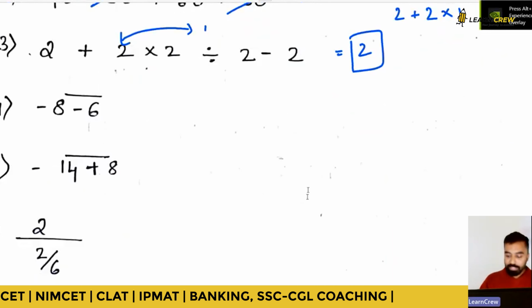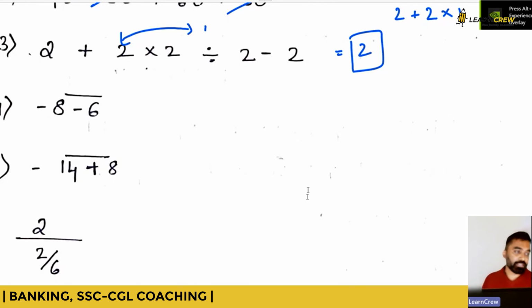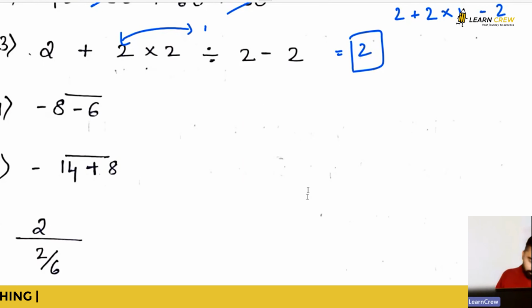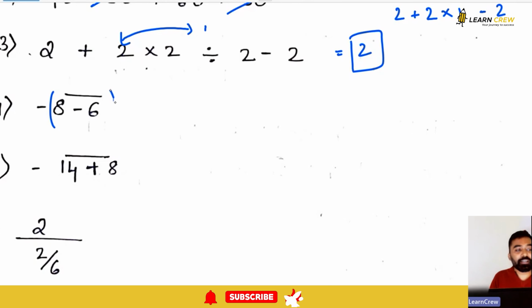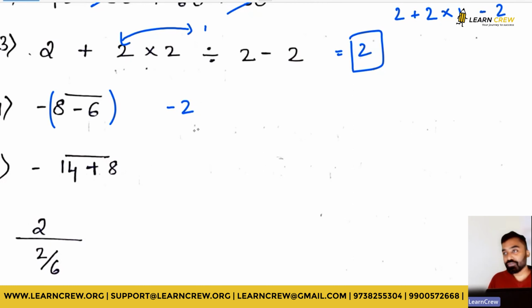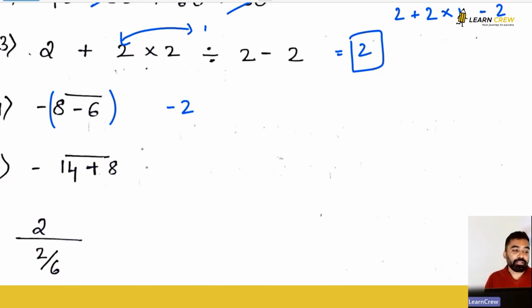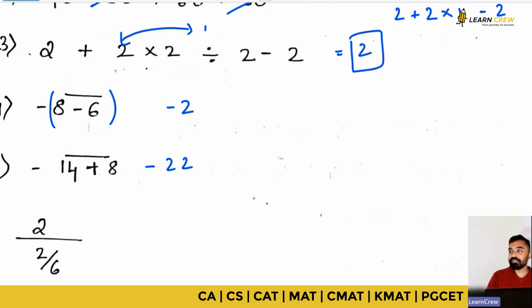The fourth one, minus 8 minus 6, the whole bar is given. What's the meaning of bar? It's for the vinculum. So whenever you have a bar bracket given, you need to solve this first. This has to be considered like a bracket. So 8 minus 6 becomes 2 and this becomes minus 2. Great. The fifth one, minus 22. 14 plus 8 is 22, and add a minus to it, minus 22.